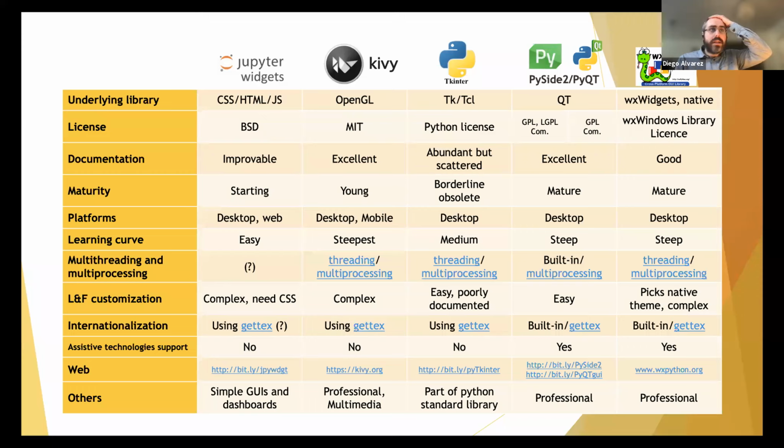Customization of the look and feel. That's another area where they differ a lot. For Jupyter widgets, you need to learn CSS. In the end, it's a web application, so you need to learn how to deal with that sort of coding. For Kivy, it's very complex to change the look and feel. It has its default look and feel. There seem to be ways of changing it, but it is so complex that I haven't really found a way of doing it, to be honest.